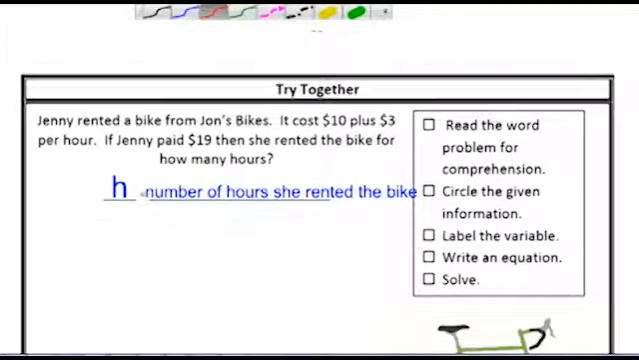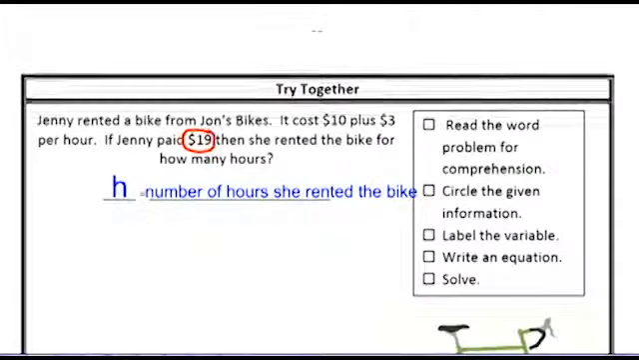Forgot to circle my given information. I'm going to go back. $10 plus $3. I'm going to circle the per hour so I remember that sounds like multiplication to me. Now I need to label my variable, which I have. H equals number of hours she rented the bike. Write an equation. Well, I paid $10. And then on top of that, I paid $3 per hour. Well, $3 per hour, I know how many hours. I don't know the actual number, but I know how to represent it. Paid a total of $19.